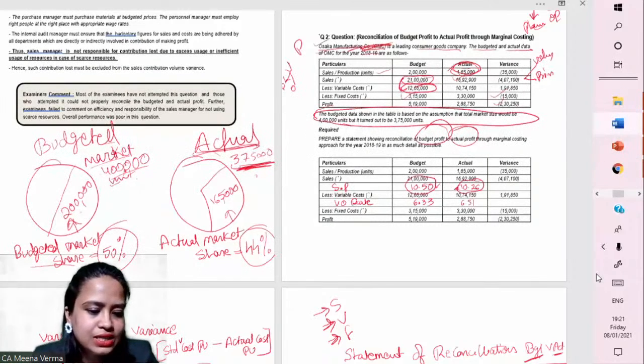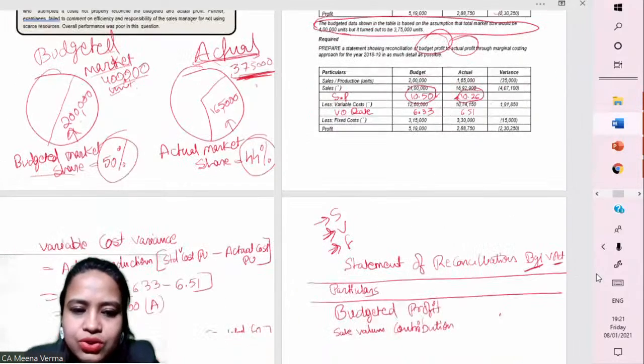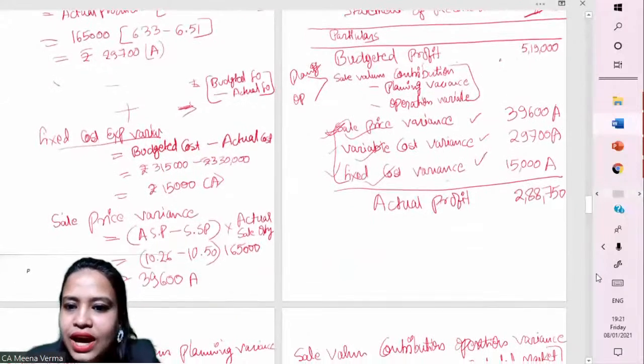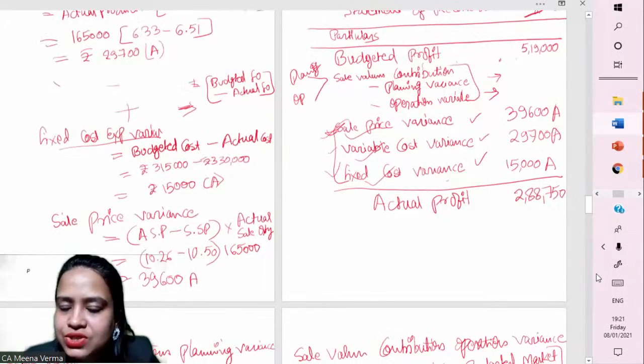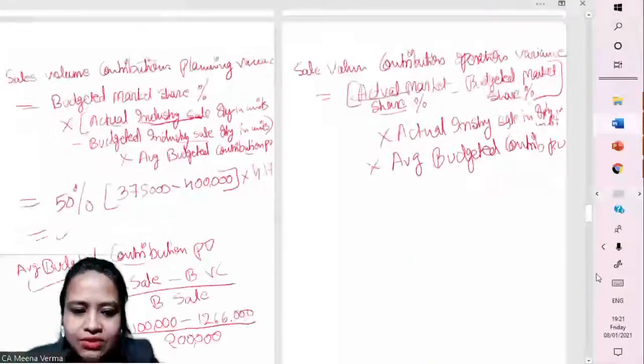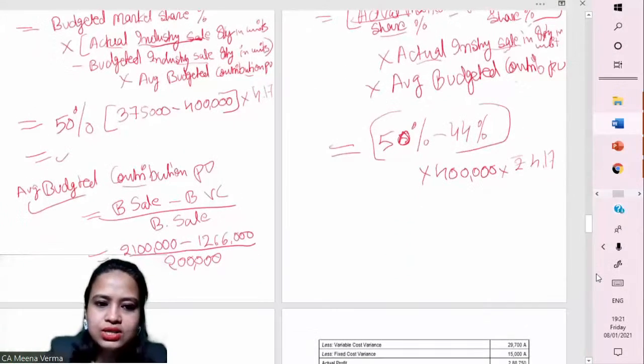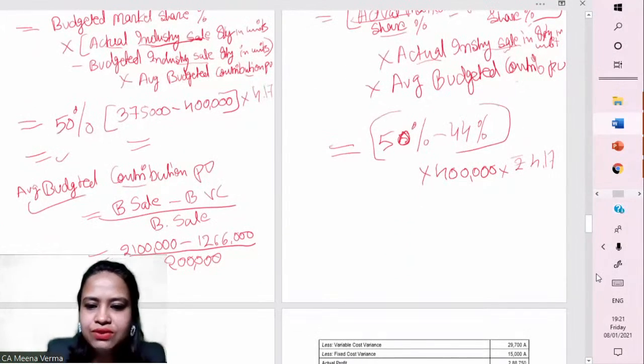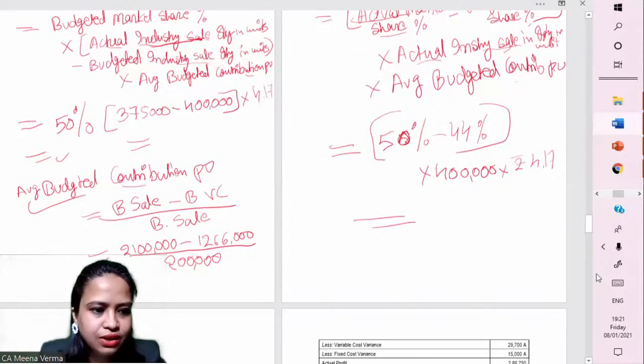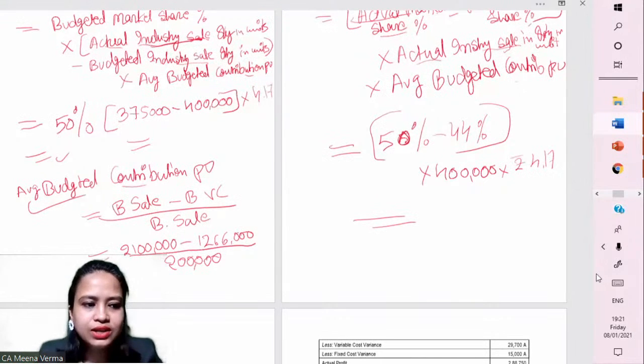So I hope this question is clear to all of you, and I want all of you to do this. I want these two values, planning and operation variance. So we have done this calculation. I just want answers from all of you for the planning variance and operation variance. I want all of you to calculate it on your own.